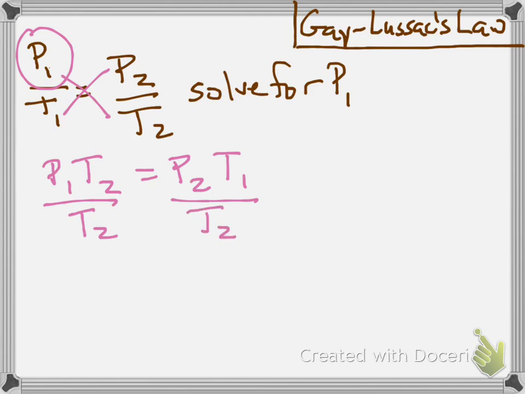Again, this is very similar to what we saw in the last example with Charles' law. T2 is going to cancel out on the left side here, and we're going to end up with P1 equal to P2 times T1 divided by T2. So if we know what the pressure changed to in the end, and we know the initial and the final temperatures, we're going to be able to very easily figure out what pressure we started at. So that's problem number 3.